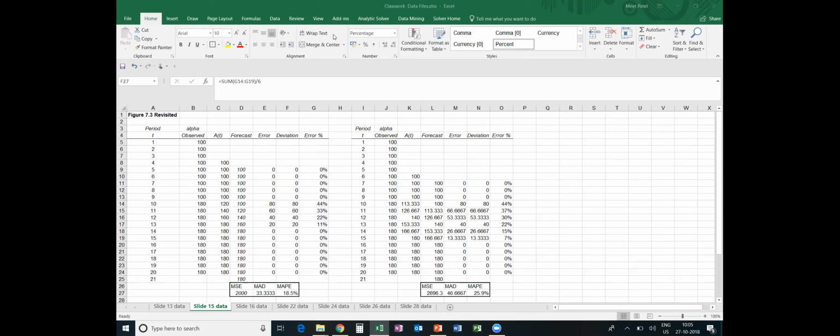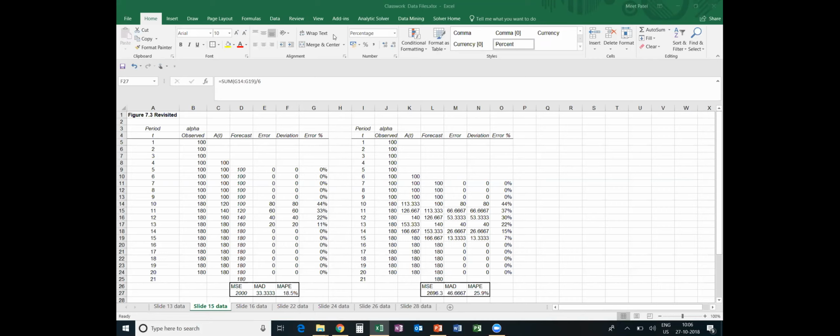Because forecasting error is very critical for us to understand. What do these two sets of numbers, MSE, MAD, and MAPE, tell you? How do you synthesize this for the 4-week moving average versus the 6-week moving average?